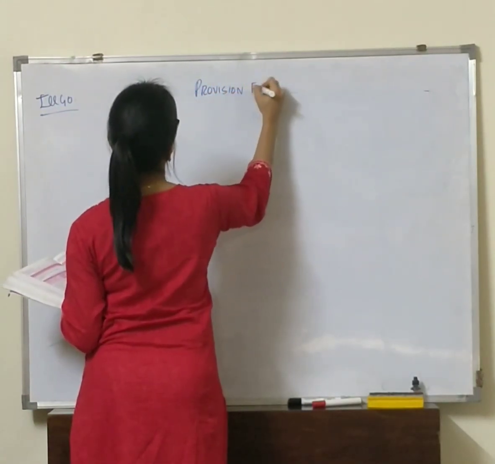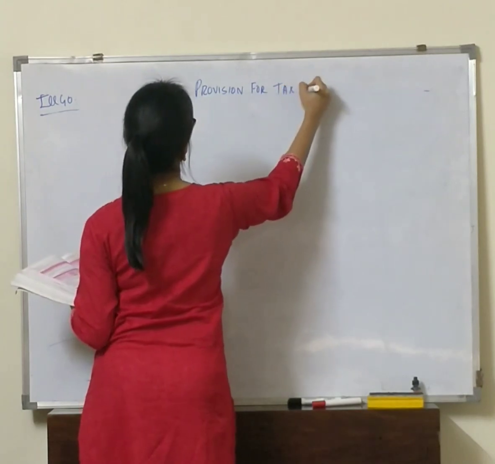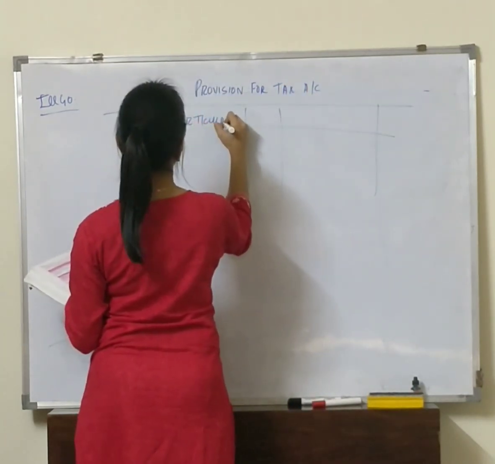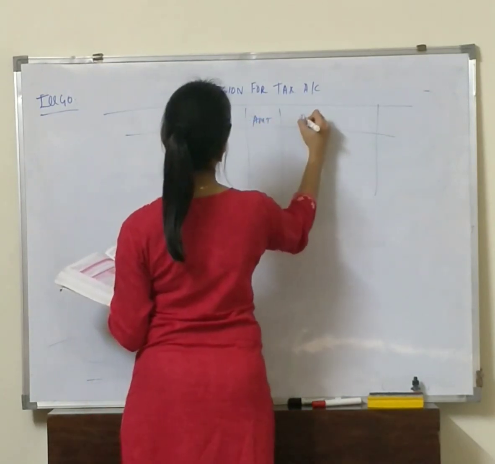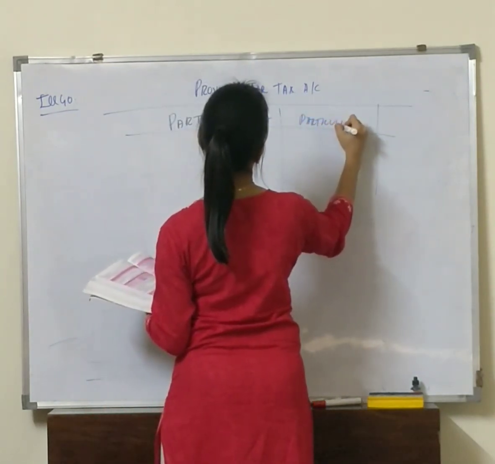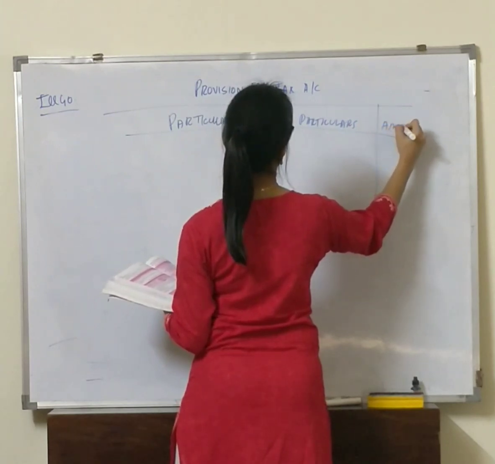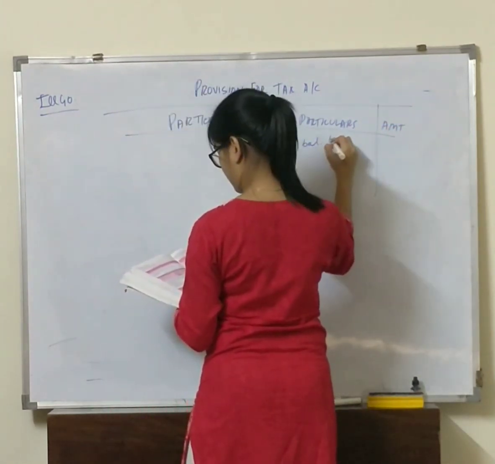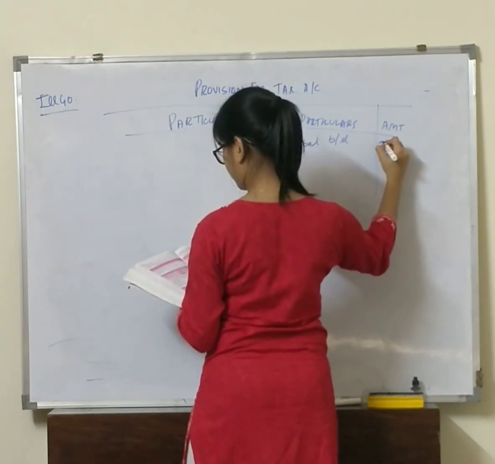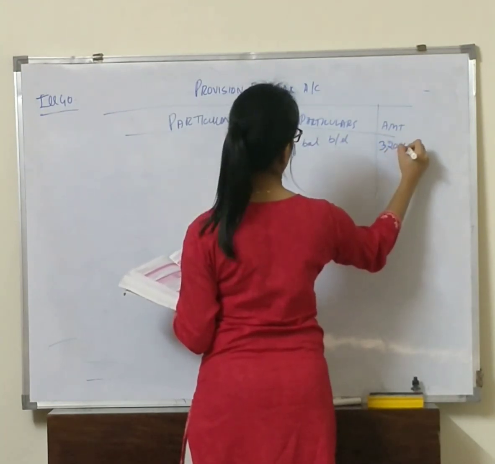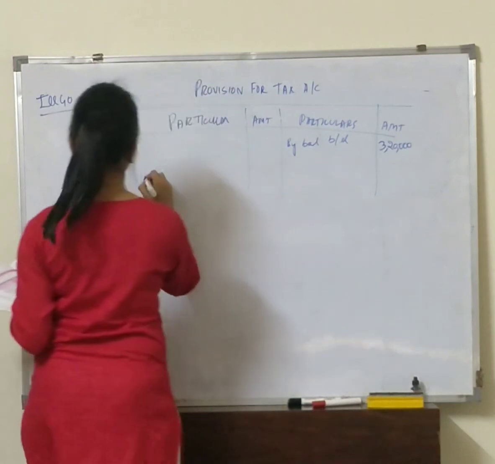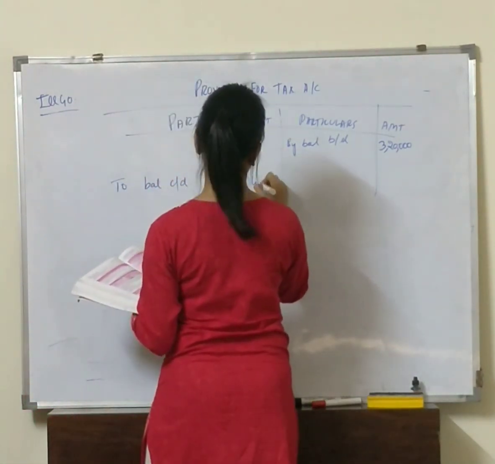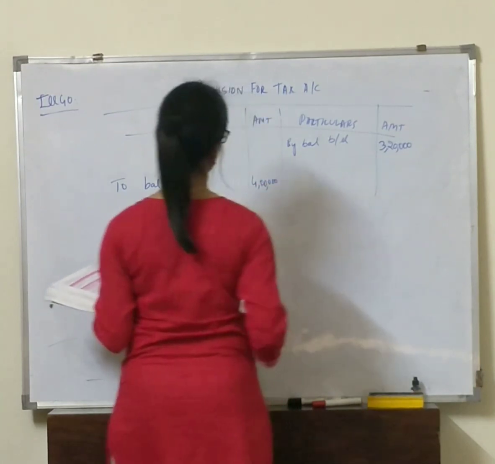So we will prepare provision for tax account, particulars, amount, particulars, amount. So first step is to bring down the balance. It is by balance brought down. What is the balance brought down? 3,20,000. That is your previous year's balance. To balance carried down 4 lakh. This is your current year's balance.